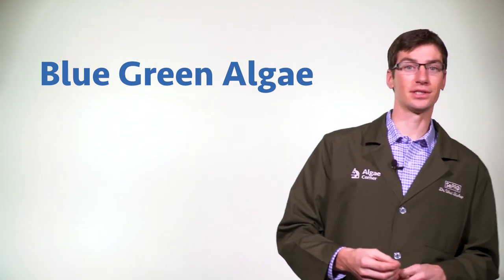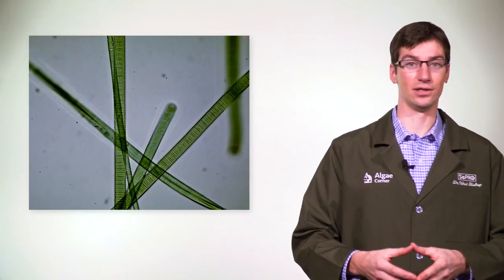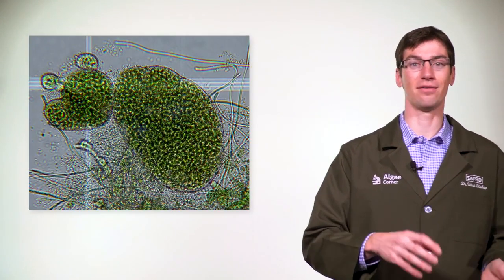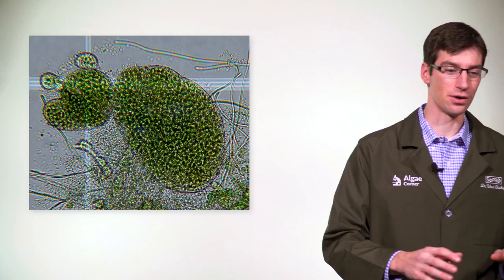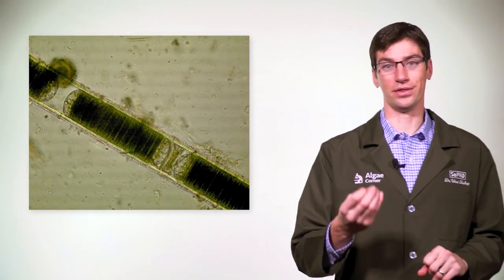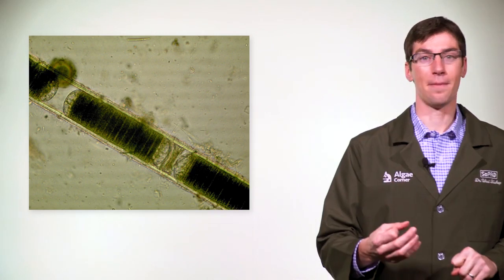Now the next group I want to talk about are the blue-green algae, also known as cyanobacteria. Now these contain the pigment phycocyanin, so this is a blue-green pigment. So as opposed to just the chlorophyll, they also have this other pigment that makes them appear a darker green, sometimes even black in color with this darker blue-green pigment.